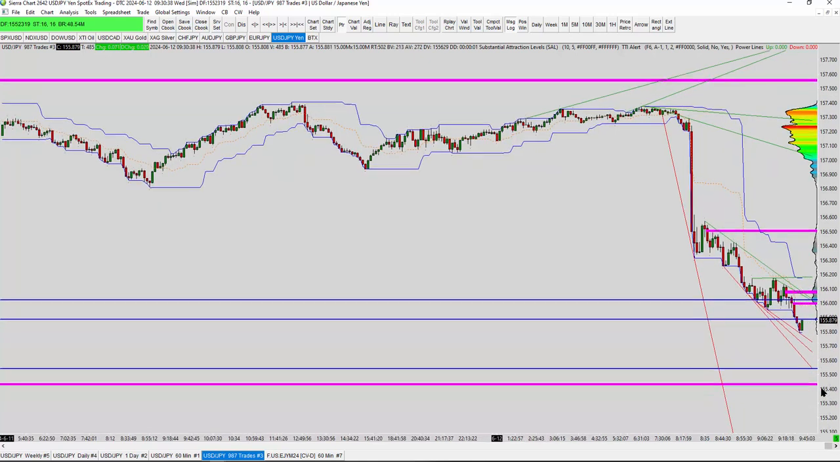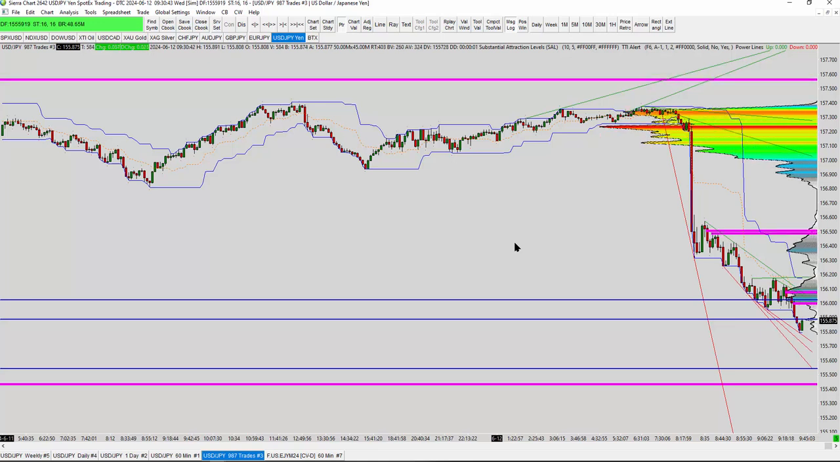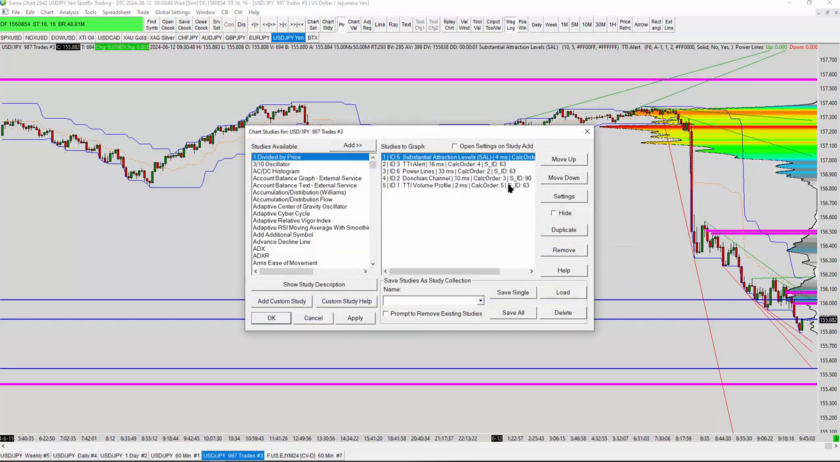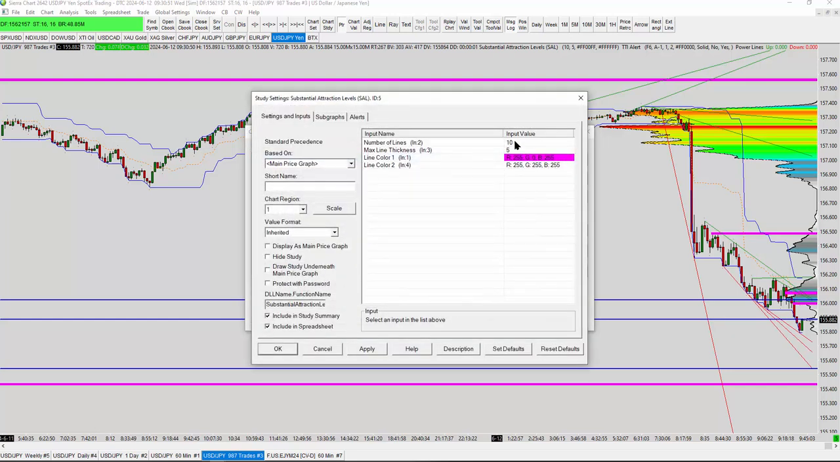It looks busy. The 987 tick chart looks busy. Why? Because it has more confirming indicators. These SAL indicators, you can reduce them. I could do substantial attraction levels. It has 10. I can do 5, which means I can only read 5 of the highest pending orders in the market. And you see them flickering.